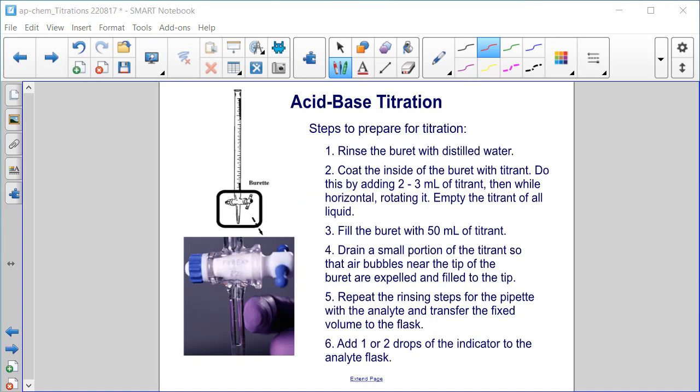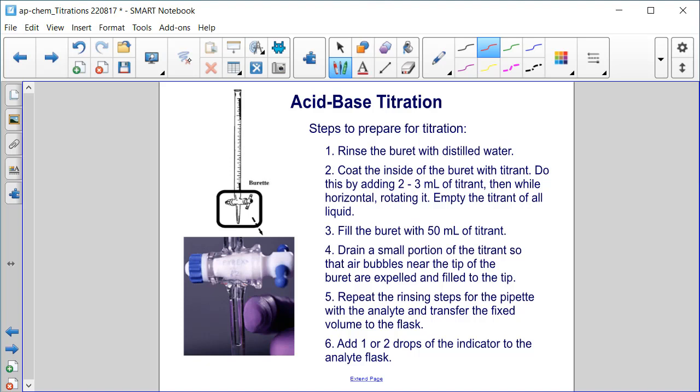All right, here are the steps to prepare for an acid-base titration. First, rinse the burette with distilled water. Then, coat the inside of the burette with titrant by adding 2 to 3 milliliters of titrant, and then you turn it horizontally. So we're going to just rotate it horizontally and then spin it around to get the inside of it coated, and then empty the titrant of all of the liquid.